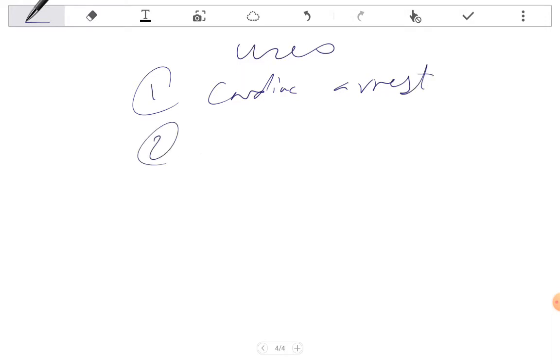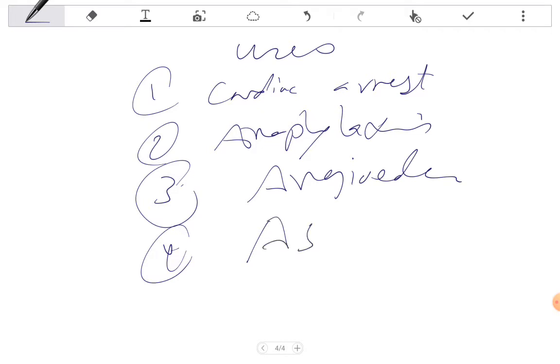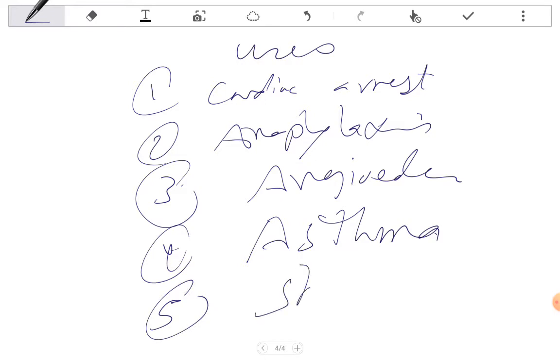Our main uses of adrenaline in acute medicine include, as you all know, number 1, cardiac arrest. Number 2, anaphylaxis. Number 3, angioedema. Number 4, can be used in some patients with asthma. Number 5, in shock states as an important vasopressor. So let's start with patients with cardiac arrest.